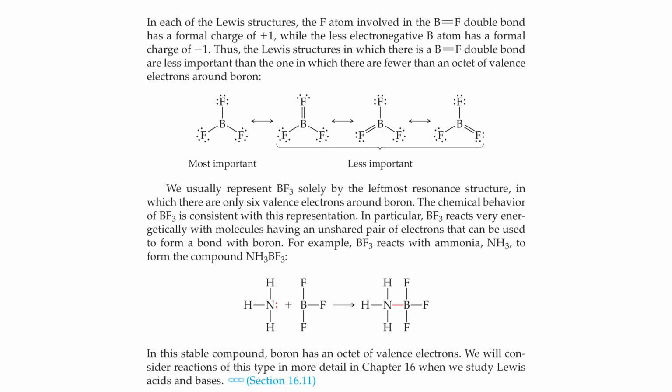We usually represent boron trifluoride solely by the leftmost resonance structure, in which there are only 6 valence electrons around boron. The chemical behavior of BF3 is consistent with this representation. In particular, BF3 reacts very energetically with molecules having an unshared pair of electrons that can be used to form a bond with boron. For example, boron trifluoride reacts with ammonia, NH3, to form the compound ammonia boron trifluoride. In this stable compound, boron has an octet of valence electrons, and we'll consider reactions of this type in more detail in Chapter 16 when we study Lewis acids and bases.